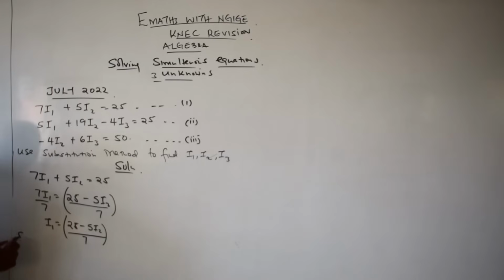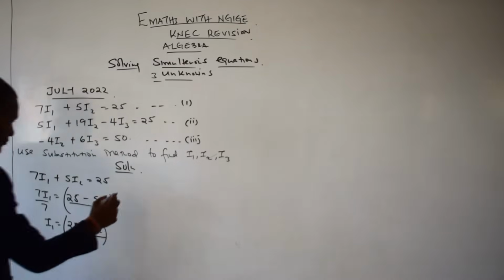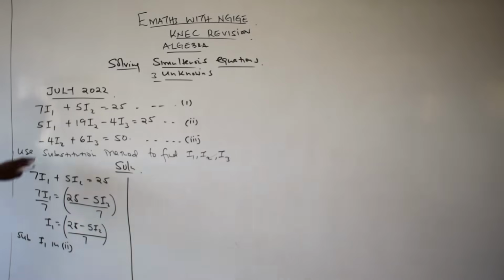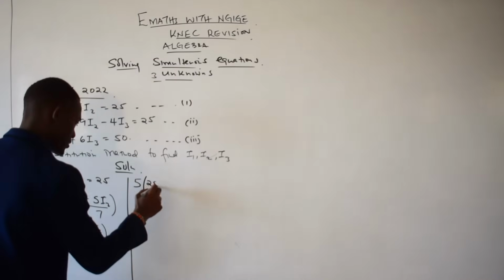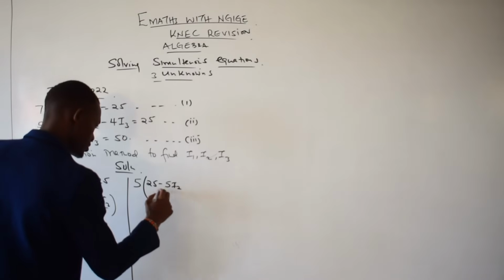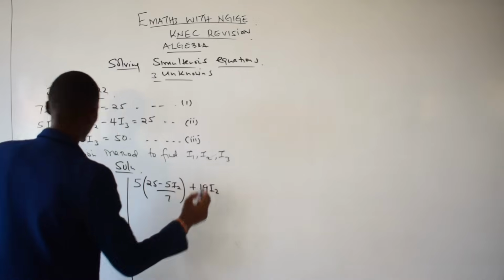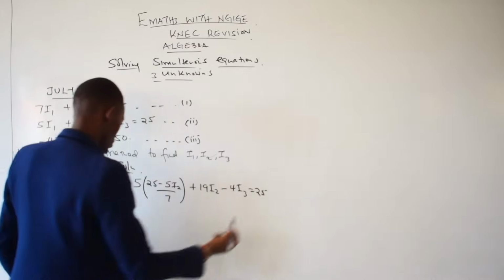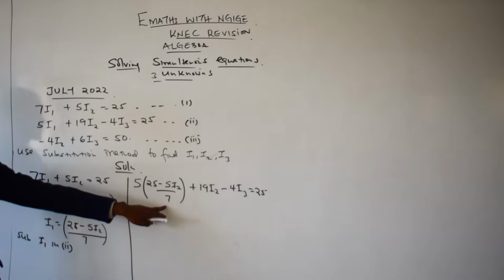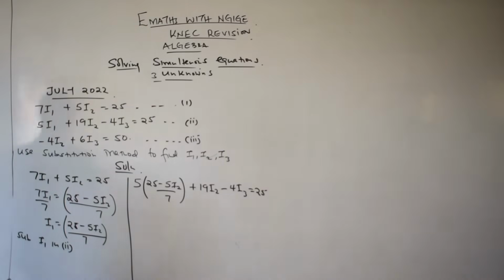So substitute I1 in equation number 2. So substituting that, we shall have 5 times I1. What is our I1? 25 minus 5I2 over 7, then plus 19I2, then minus 4I3 equals 25. Now again, we want to eliminate our constant that is at the denominator, so we multiply every term by what? By 7.